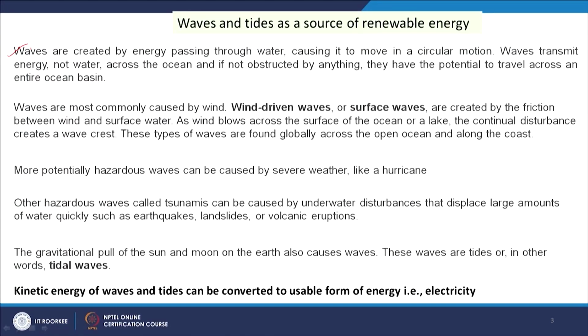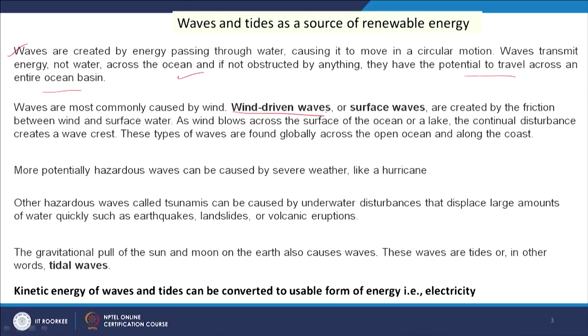And how these can be a source of renewable energy first. As you know, the waves are created by energy passing through water, causing it to move in a circular motion. Waves transmit energy, not water, across the ocean, and if not obstructed by anything, they have the potential to travel across an entire ocean basin.